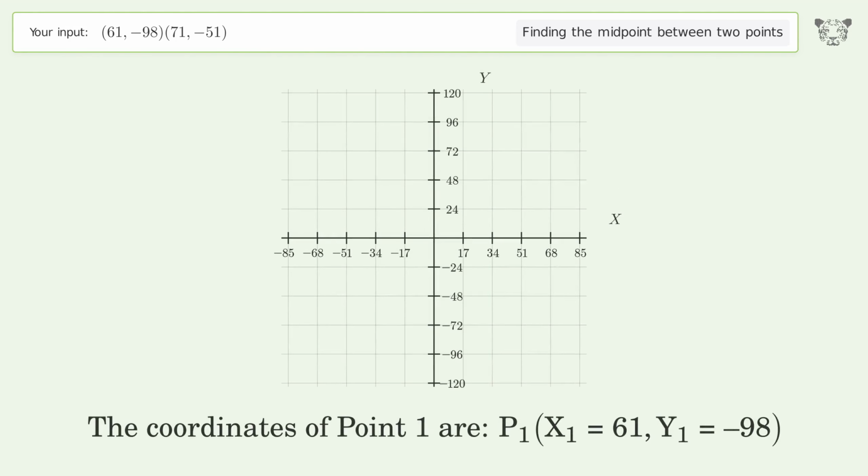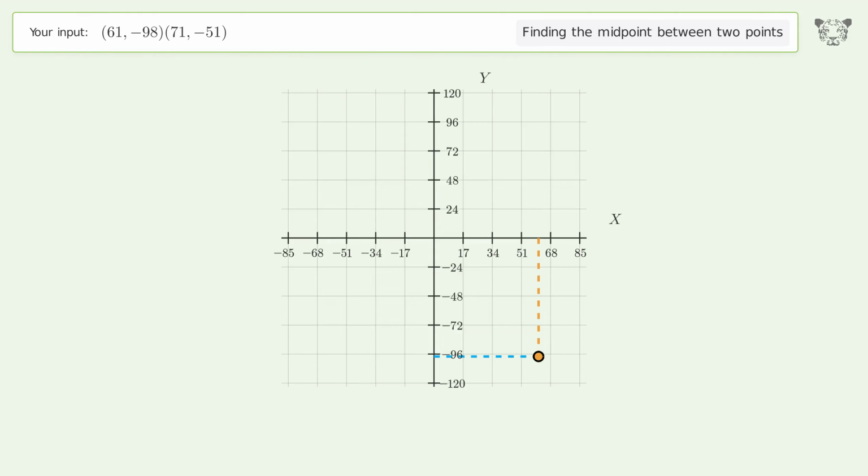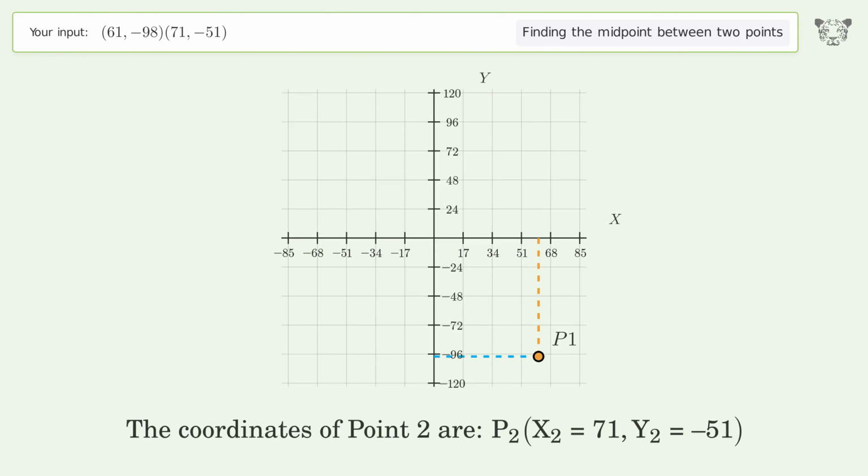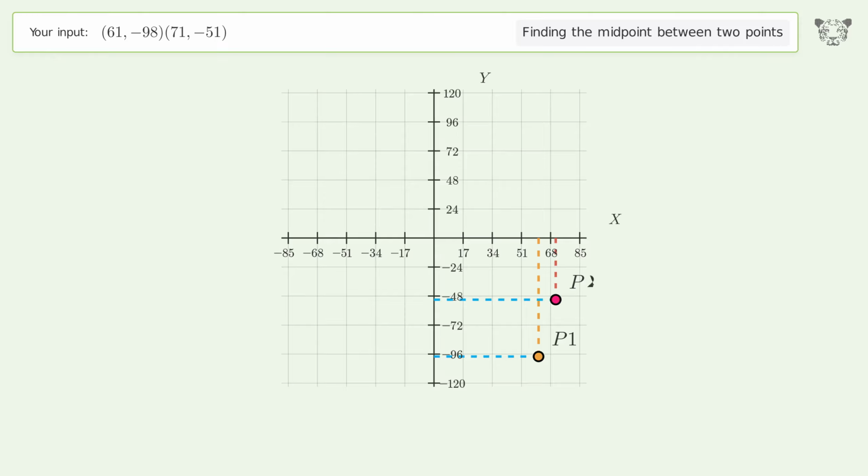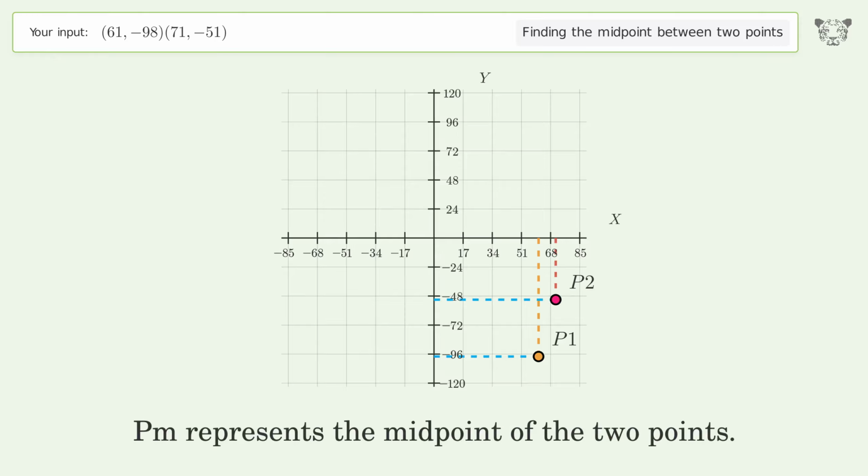The coordinates of point 1 are x1 equals 61, y1 equals negative 98. The coordinates of point 2 are x2 equals 71, y2 equals negative 51. PM represents the midpoint of the 2 points.